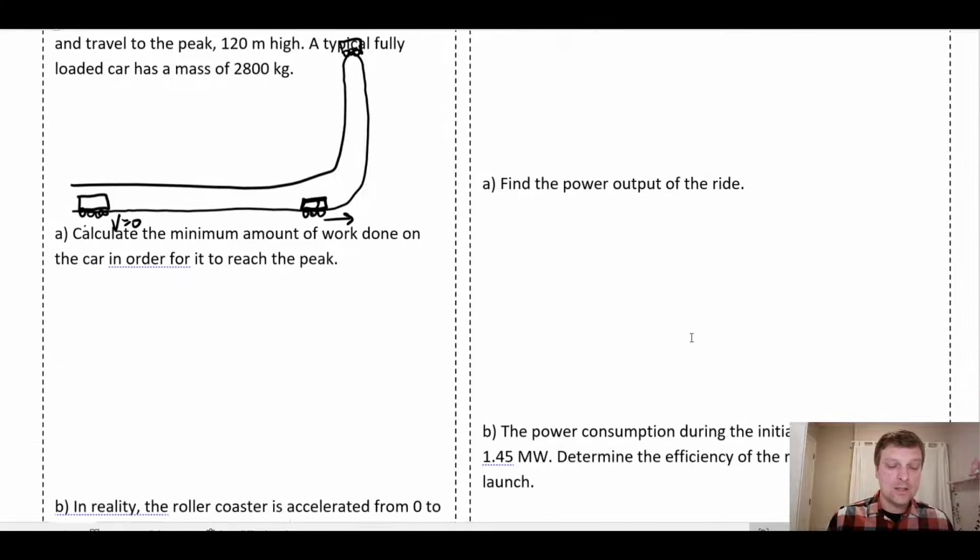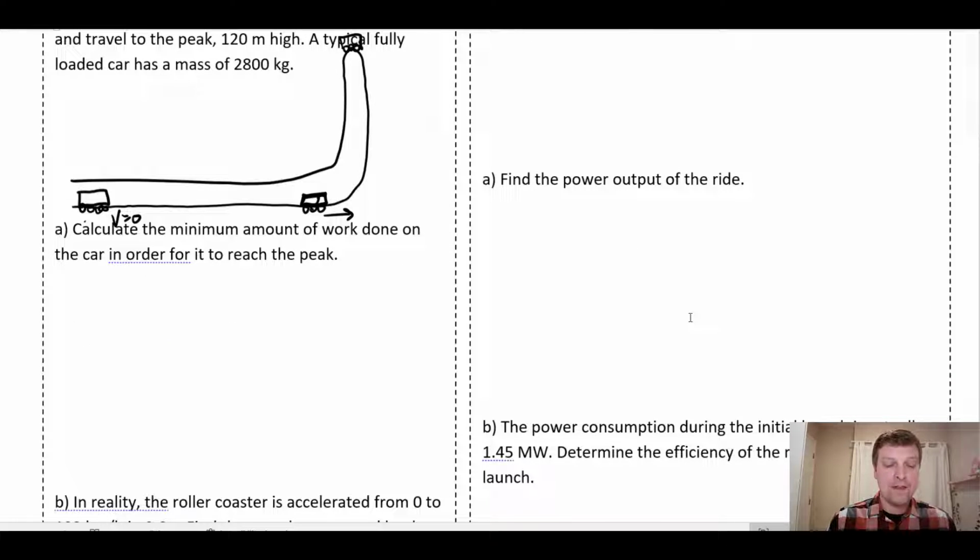Okay, so let's see what they want to know. First of all, they want to find the minimum amount of work required, done on the car in order for it to reach its peak. So if this was a perfectly frictionless situation and there was no wasted energy, what's the minimum work required just to barely get it over the top of that peak?